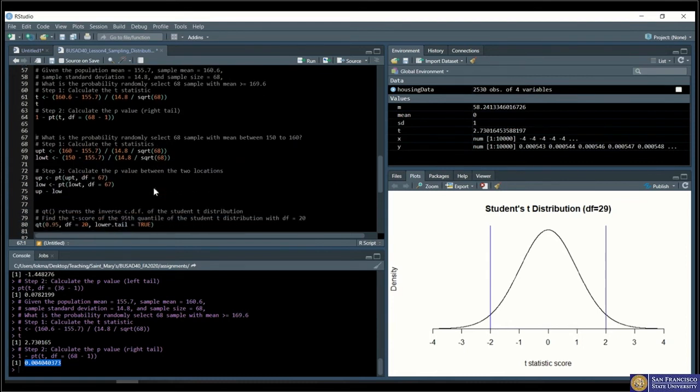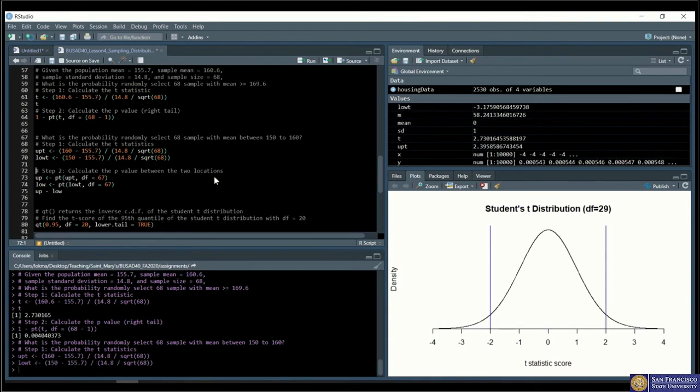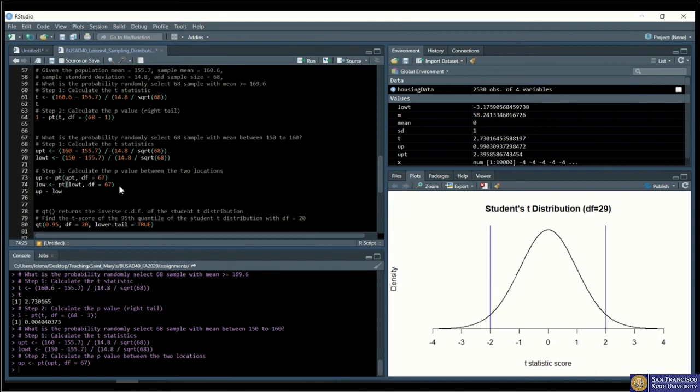You can also calculate something in between. For example, you want to calculate the probability between 150 and 160. You select 68 samples, and you want to know the probability of having these 68 samples with a mean value between 150 and 160. The way we do it is, first of all, calculate the upper end of the t-statistics, and then calculate the lower end of the t-statistics. You can assign the upper end t-statistic to maybe a variable called up, and calculate the left-hand tail of the lower end t-statistic location and name it low.